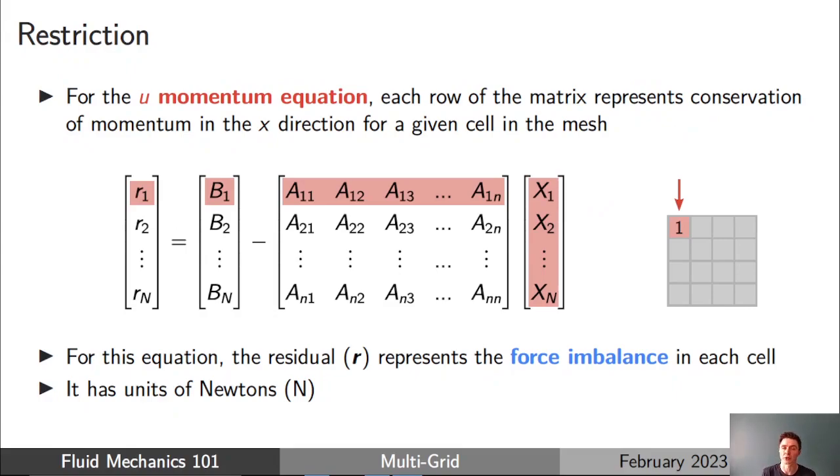Now, we may not, of course, be solving the energy equation. We may be solving a different equation in the CFD code. If we were solving the U momentum equation, for example, again, we'd still have the same residual equation, but in this instance, the residual for the U momentum equation doesn't represent the energy imbalance, it now represents the force imbalance in the x direction. So each of the entries for the residual vector represents the force imbalance in a particular cell in the mesh, and each of those terms will have units of newtons.